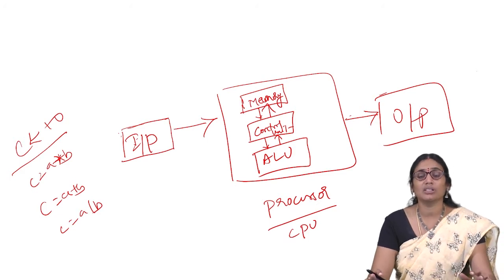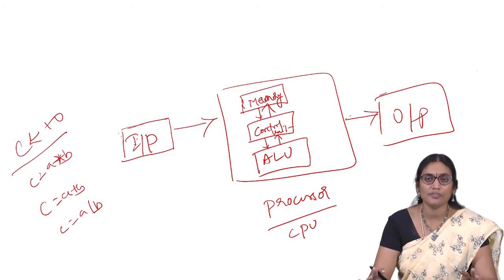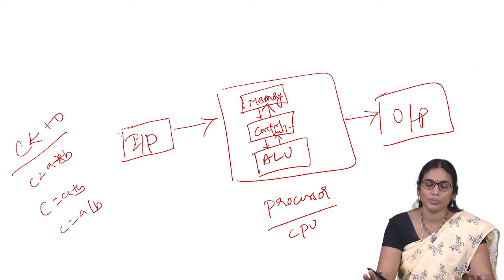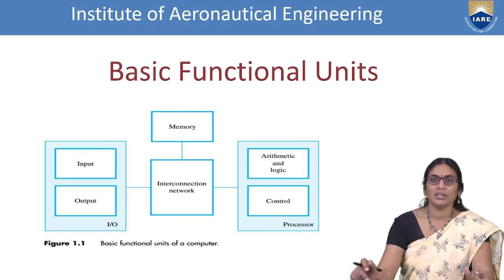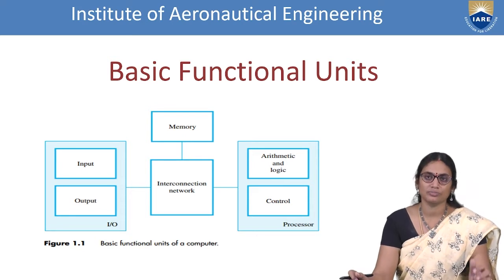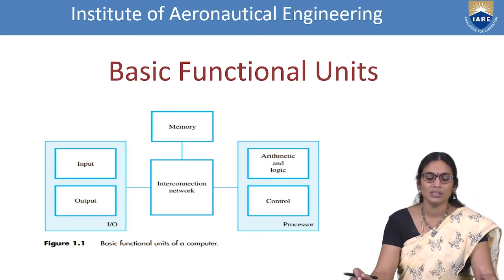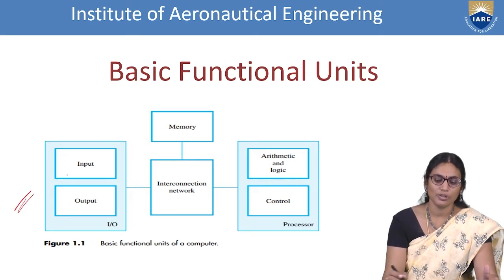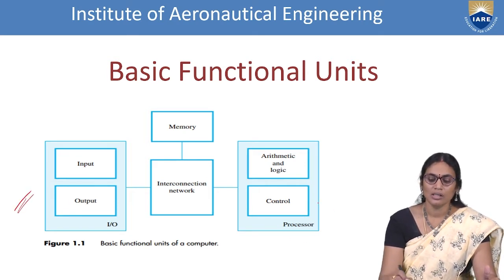The different functional units have been connected with each and every component inside the processor. So this is the basic idea of a computer. Now let's start with the basic things, the basic functional units. Just now we have discussed the input-output unit, arithmetic logic unit, control unit, and memory unit.